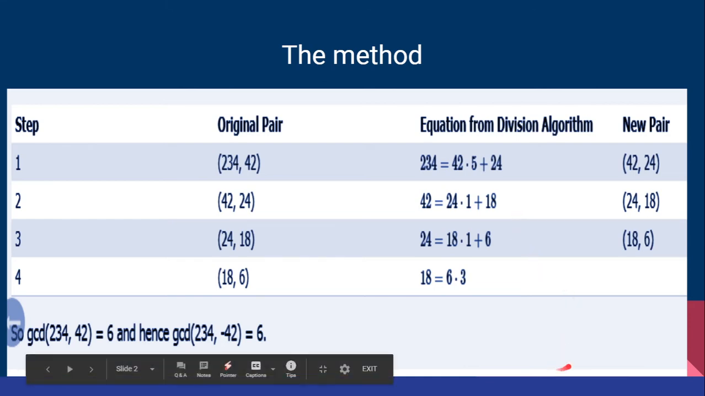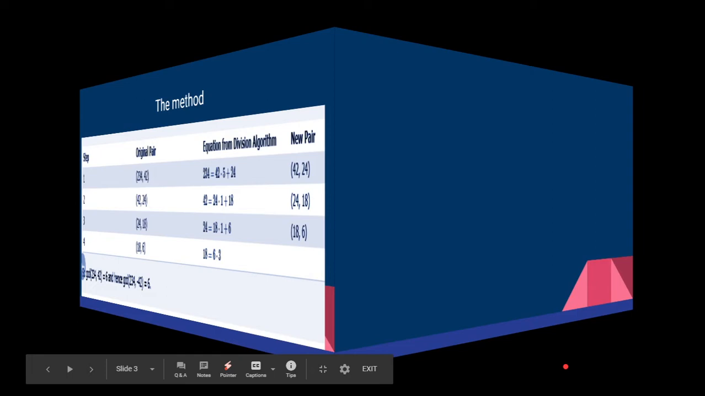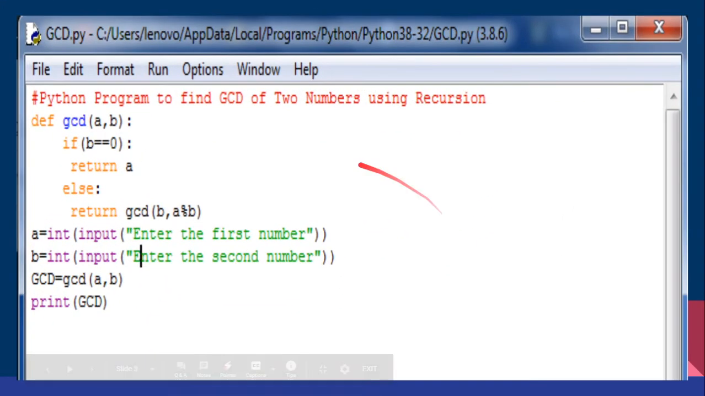Okay, so now we'll see the program logic. This is the Python program to find the GCD of two numbers. The recursion technique is used here, because we are repeatedly changing the pair of numbers to find the GCD.